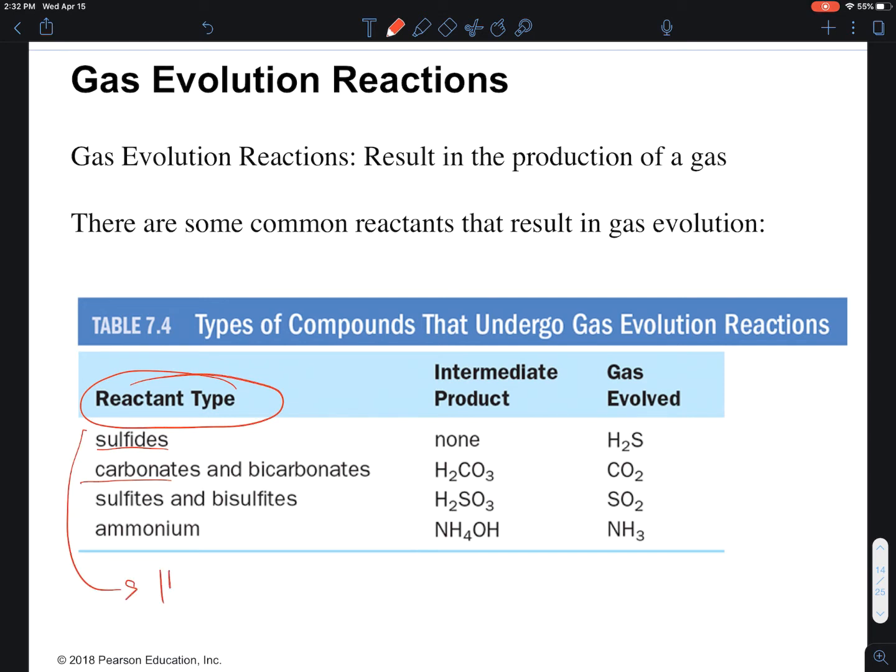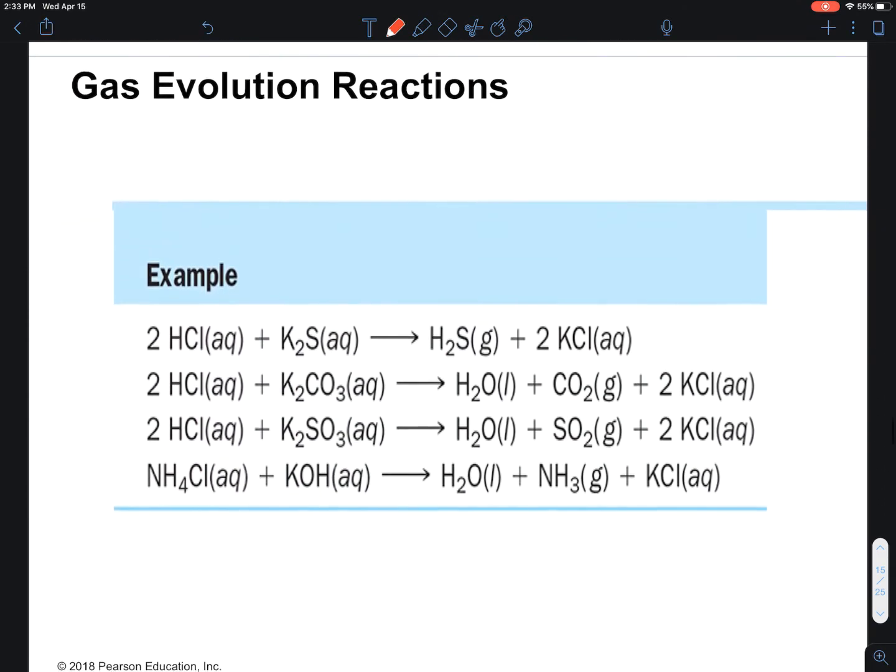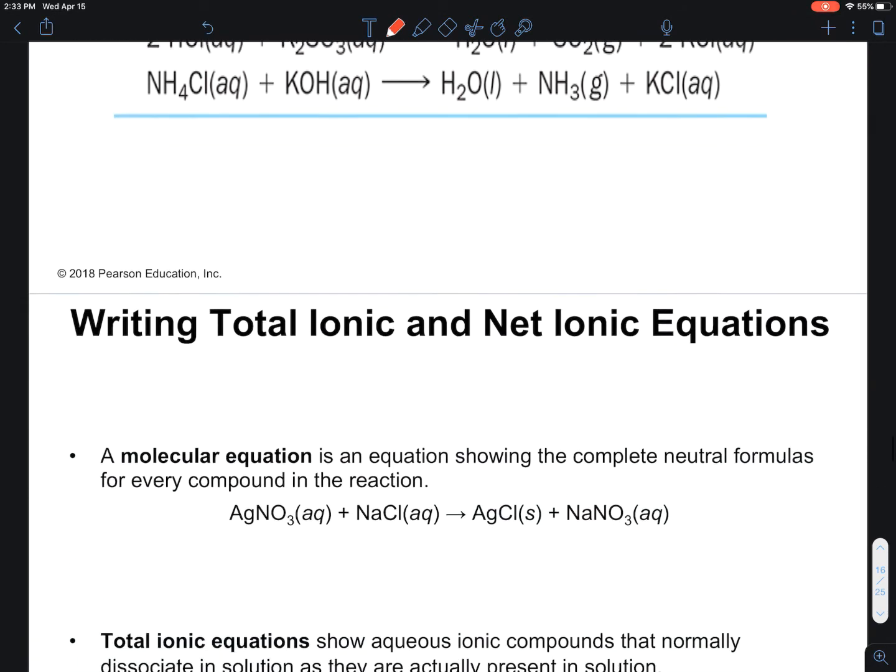Why this is important is because the reactant type helps to tell if you'll form a gas. So what you're going to want to do is look through the starting materials in your table 2. If any of them are sulfides, carbonates, sulfites, ammonium, that's going to be an indication that you might be forming some kind of gas in the product. For instance, if you have hydrochloric acid and potassium carbonate, what you predict is water, CO2, and KCl that would form in the reaction.